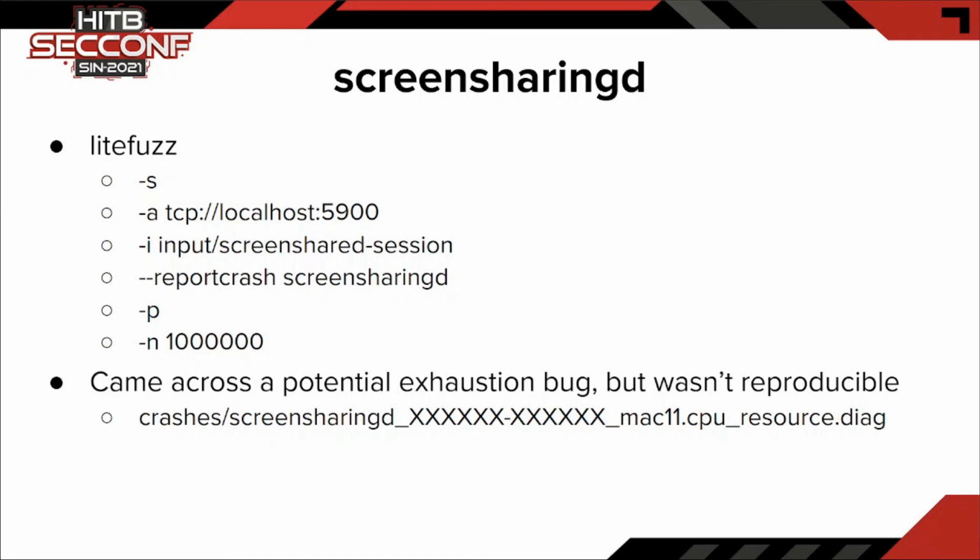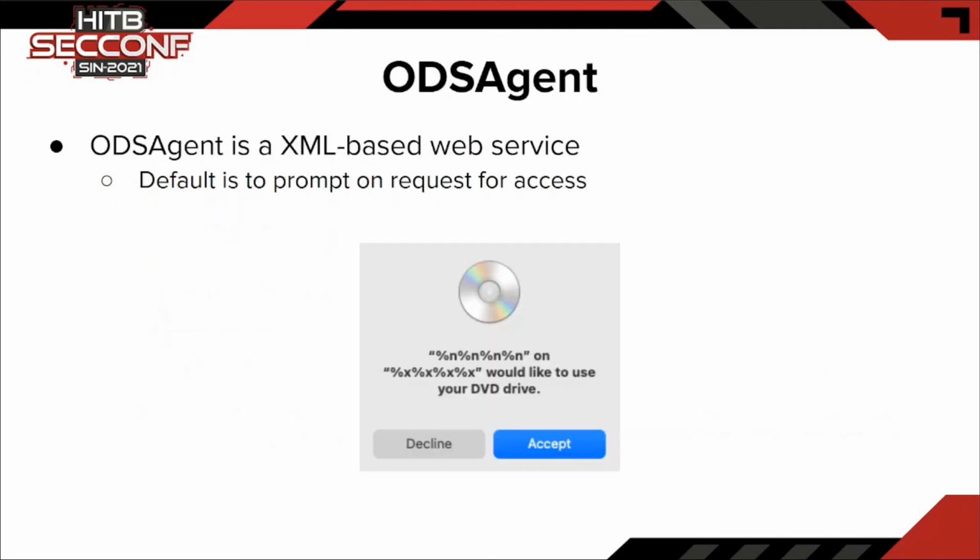And then we have ODS agent. ODS agent is another example we're going to use here. It's an XML-based web service. Essentially, you can use it to share CD and DVD type stuff across the network. And the default is to prompt on request for access.